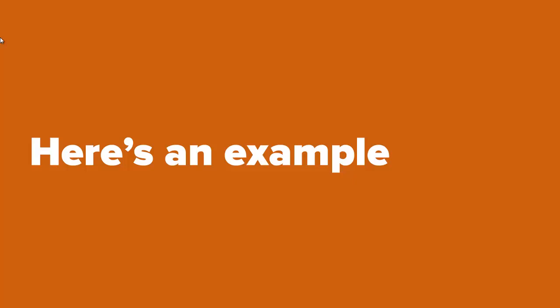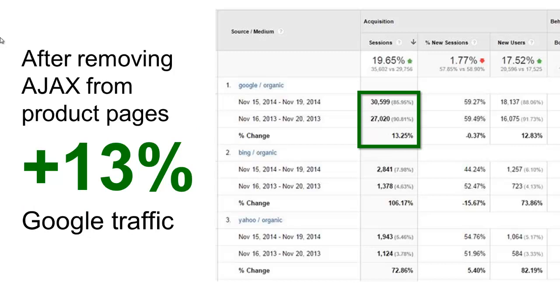And they were having some issues with this, where year over year they were seeing around a 10% decline in organic traffic. So it was really hurting them. So we did a test where we removed the Ajax from those product pages, and within a week we started seeing Google rankings increase and their traffic increased by 13%, and that was just in that first week.